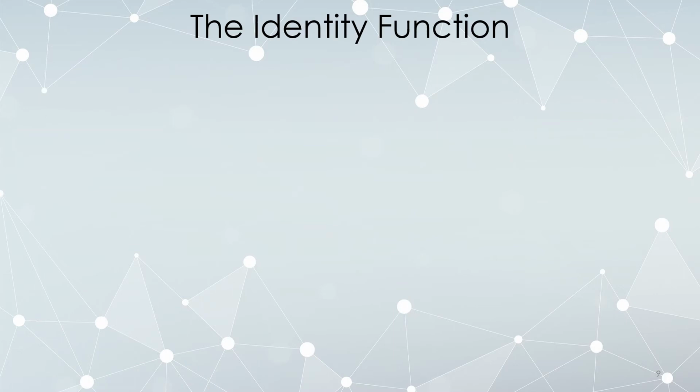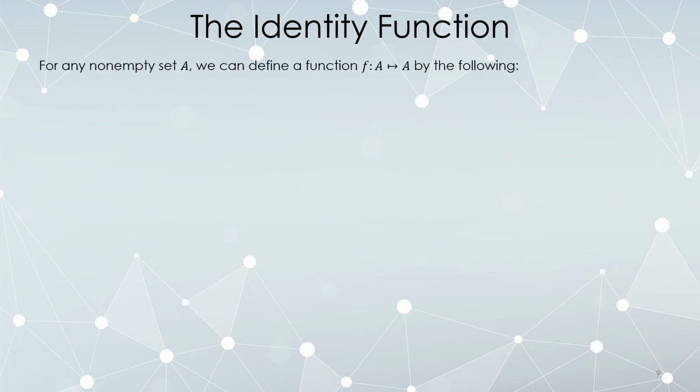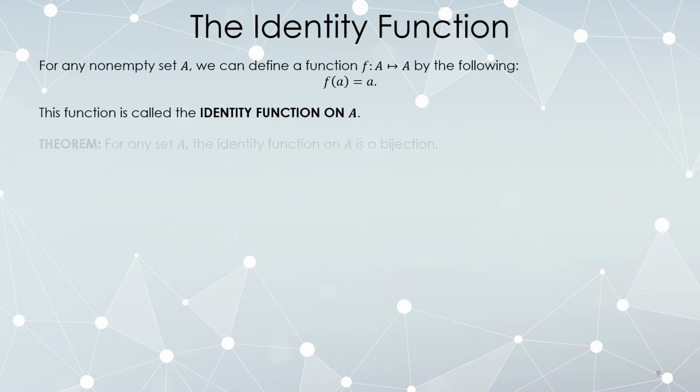Okay, there is a special function that we want to pay attention to called the identity function. For any set A, we can define a function whose domain and codomain are the same set A, given by the following. f of any element of A is just that element. What does the function do? Nothing. Whatever element of the set you plug in, that's what it spits out. This is called the identity function on a set. It's technically a function, it just doesn't do very much.